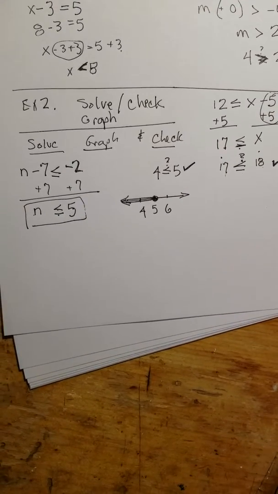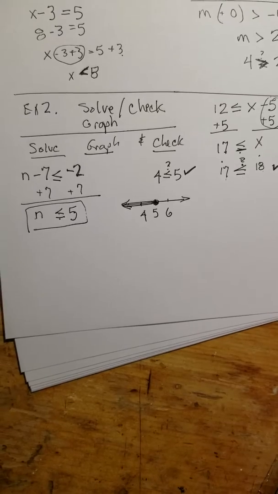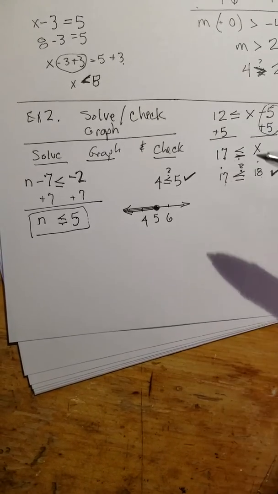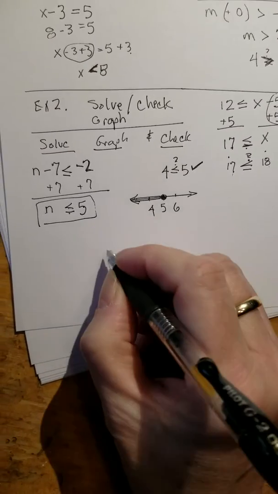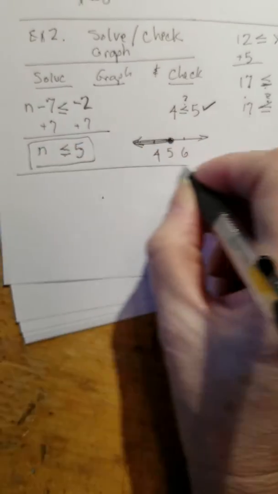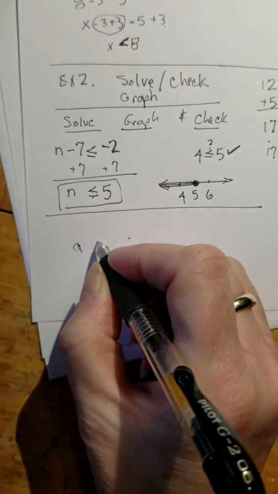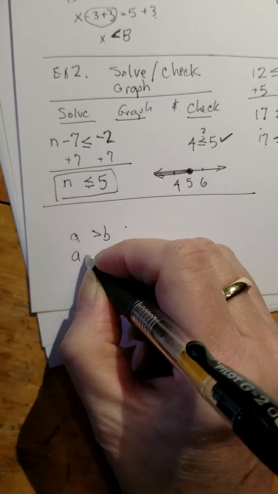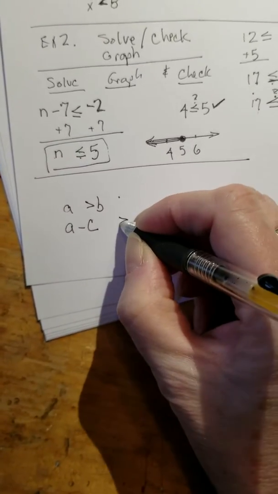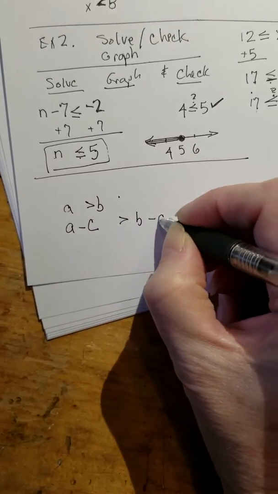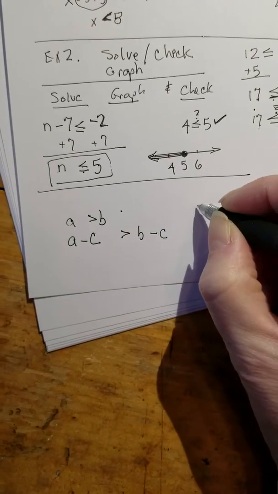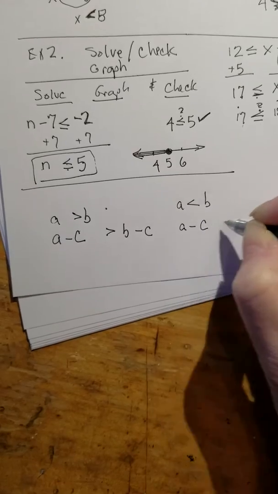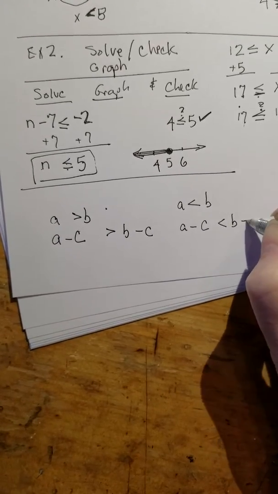Okay. Then we get to this key concept down here about subtraction. Well, we've just been doing some of that. It's the same thing again. If A is greater than B, then A minus C is also going to be greater than B minus C. The other side, if A is less than B, A minus C will also be less than B minus C.